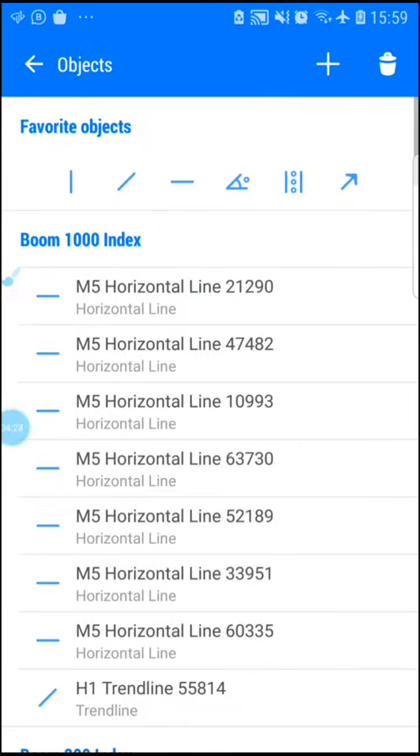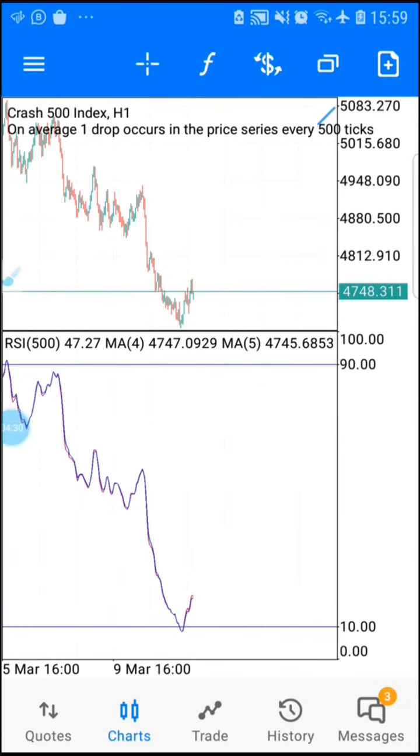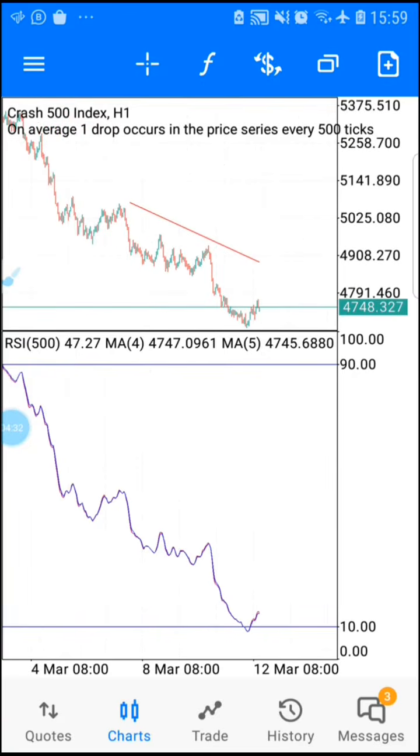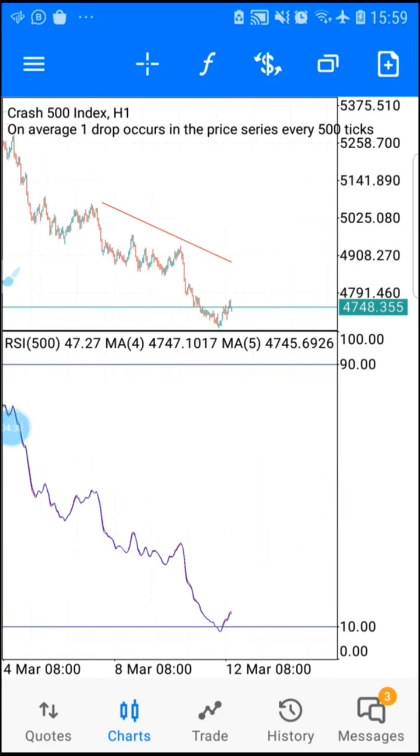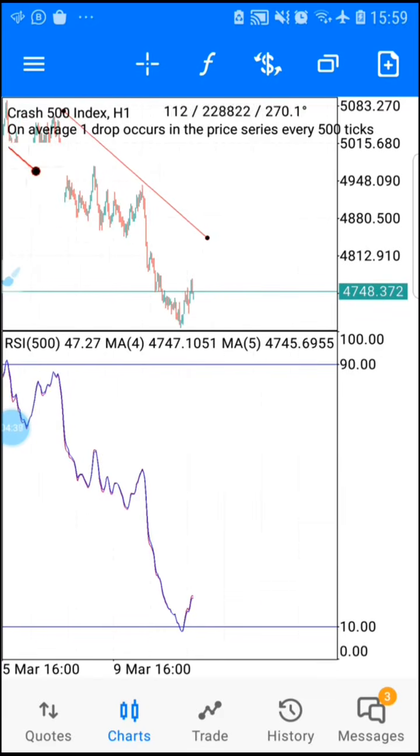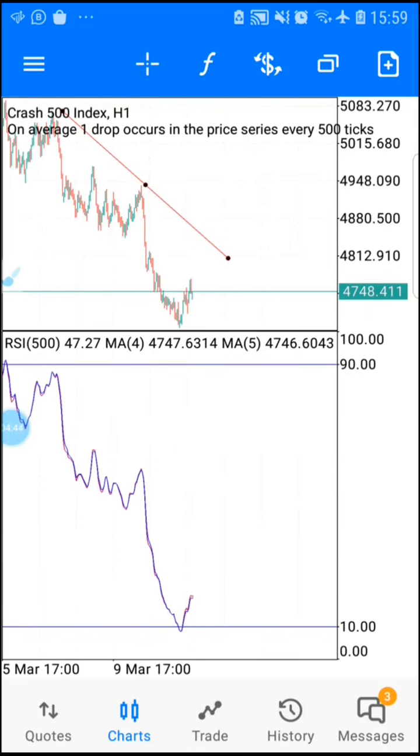So for the crash pairs, we're looking for a downtrend because we want to catch those spikes. We're going to be selling and we want to catch those spikes. So we can see that this is a downtrend. Then when we see on our H1 that this is a clear downtrend. If it was an uptrend, we wouldn't trade this pair. So what we do, we see that it's a downtrend.